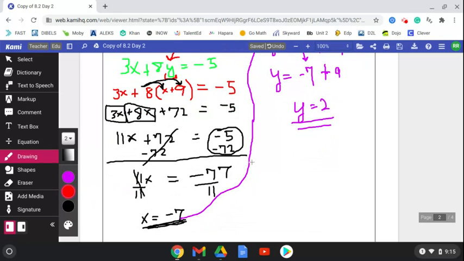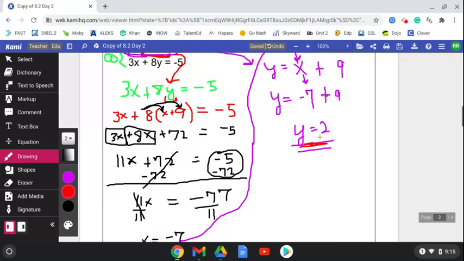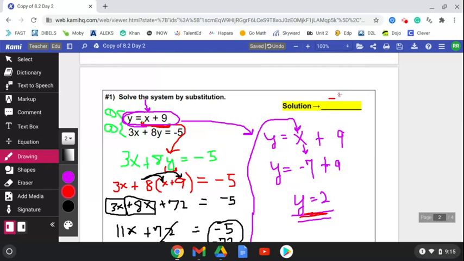And so my final step is to simply write this as an ordered pair. Of course, you put x first and then y because x comes before y in the alphabet. And so in the ordered pair, the x number is listed first, that's -7. Then you put a comma, and then the y value, 2. Of course, ordered pairs are put in parentheses. And so -7, 2 is the solution.